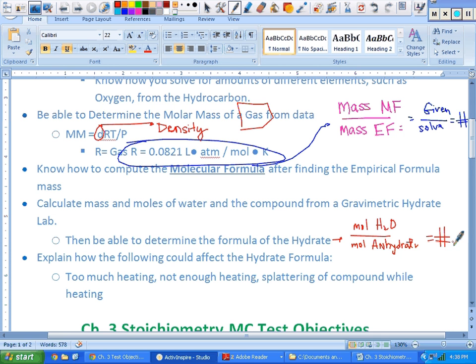Okay. All right. Explain how the following could affect the hydrate formula. So let's talk about this, and we're going to try to do one of these labs here soon. Too much heating. What if you heat it too much? You're going to burn the product. Do you think there is a possibility that you could actually add some of the atmospheric gases into the product? There's a chance for that. If you just continuously let it burn, it may actually form what we call nitrides. And what would that mean actually physically happened?